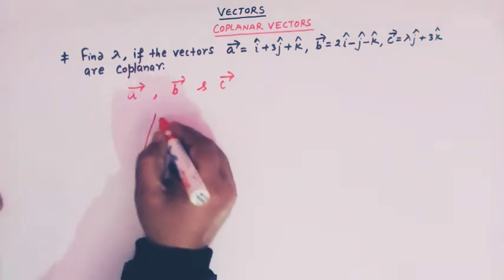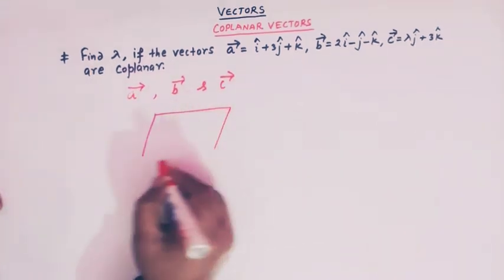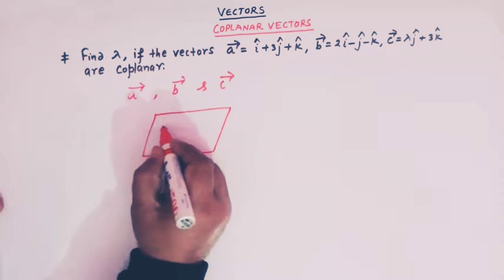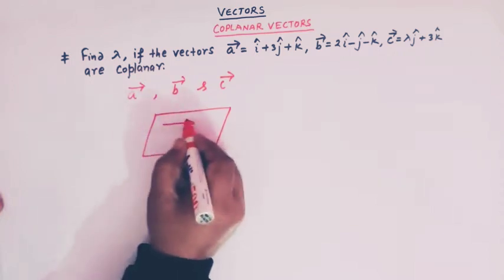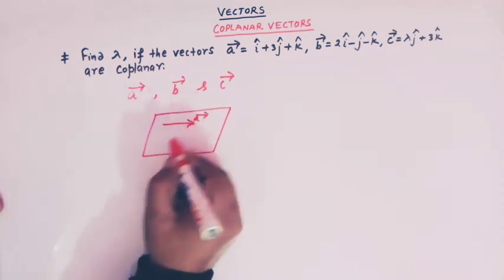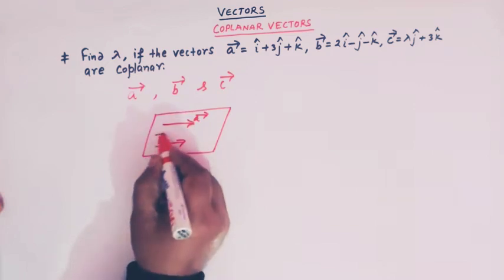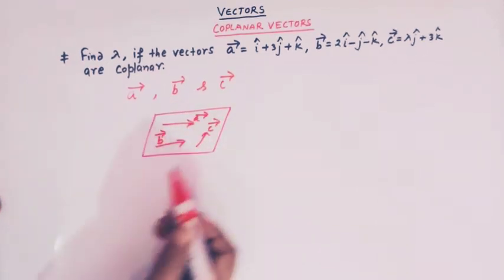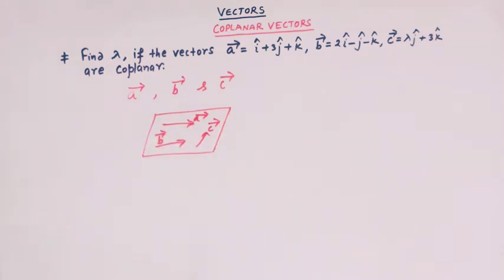So here suppose we have a plane, and if these three vectors, say this is vector a, this is vector b, and say this is vector c, right? If all the three vectors lie on the same plane, then they are said to be coplanar vectors, right?